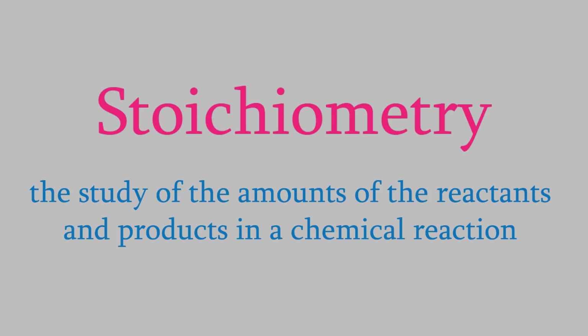Stoichiometry seems like a really odd word, but it just comes from the Greek word stoichion, meaning element. So stoichiometry literally just means measurement of elements. So how do we measure elements?